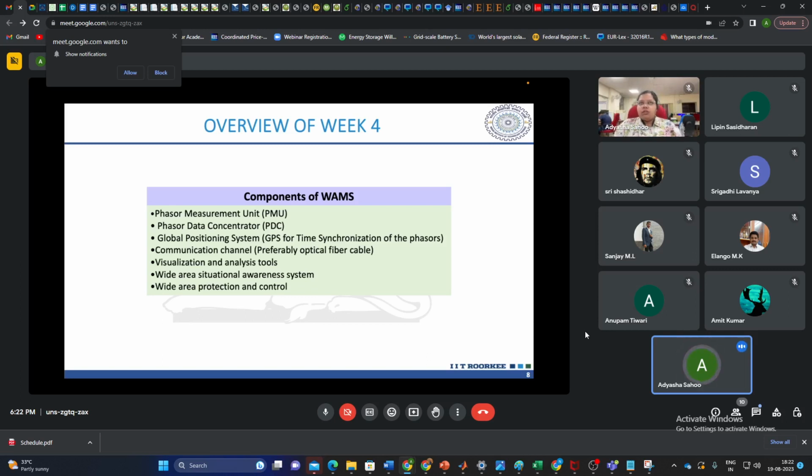They can show green if the system is in secure state, orange if it is in alert state, and red if it is already in emergency state. So through these visualization tools, the control operators are aware of the system in real time, and then they can carry out the necessary actions to protect the system, to increase the stability of the system according to the need.